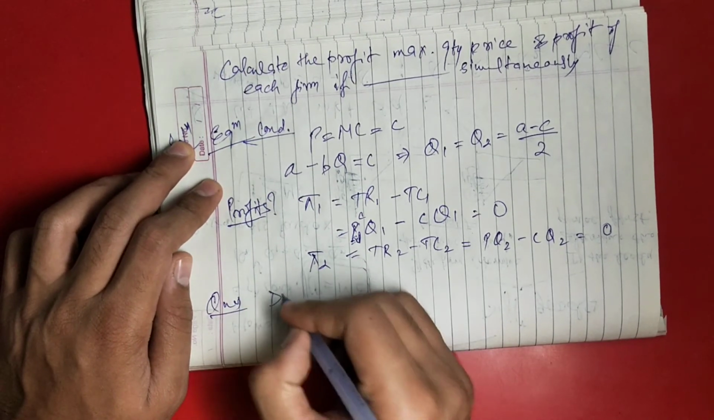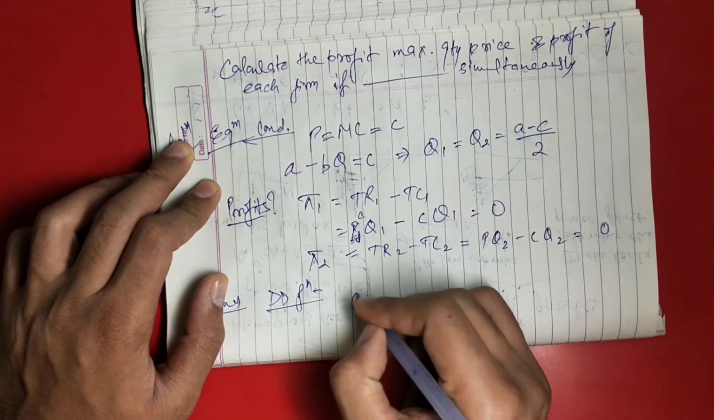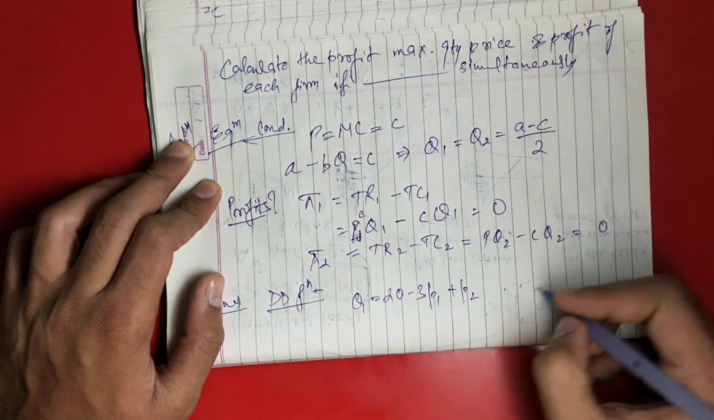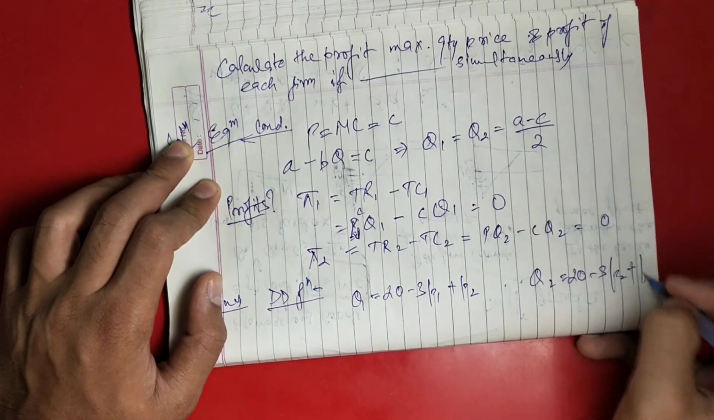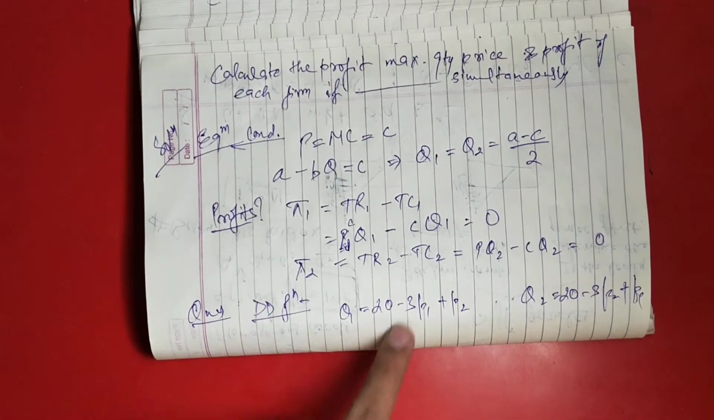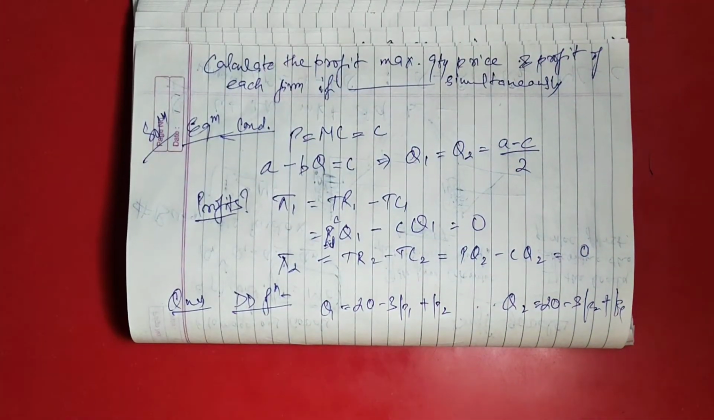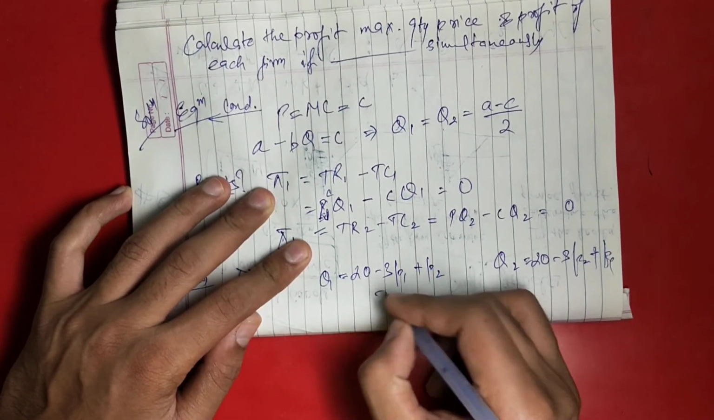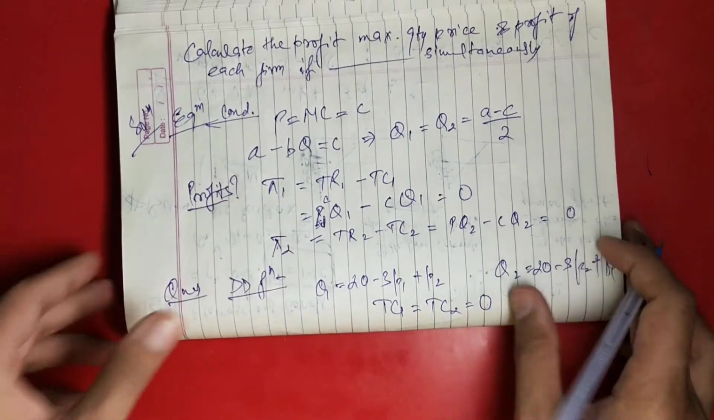The demand functions are given as Q1 is equal to 20 minus 3 P1 plus P2, and Q2 is equal to 20 minus 3 P2 plus P1. Now you can see they are selling differentiated products, it's clearly visible. It is also given that TC1 is equal to TC2, the total cost of both firms, is 0.